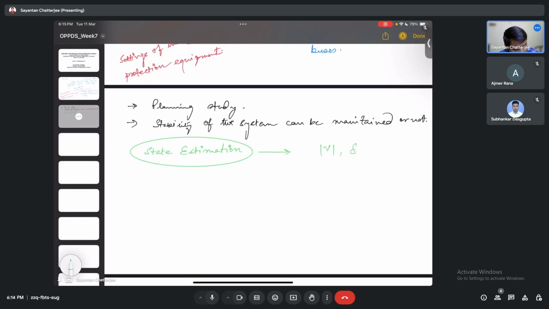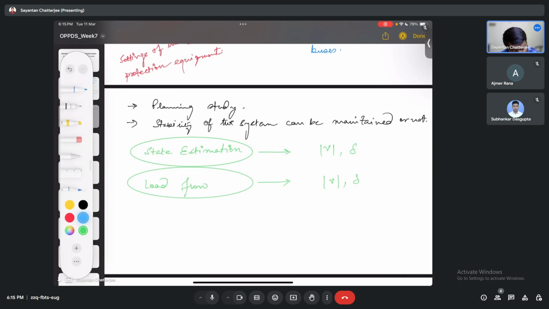Okay, and we have already learned that load flow is just for a good understanding of why and how individual things have their own importance. So that's the major aim of my discussing the difference between these two. This load flow also gives the value of V and delta, and state estimation also gives the value of V and delta.